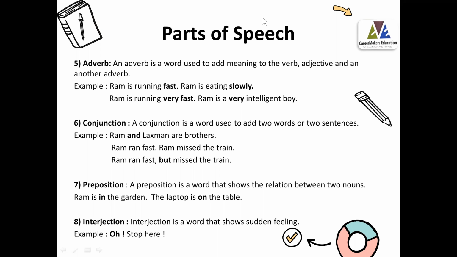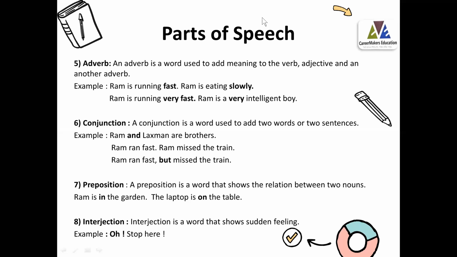For example, oh, stop here. So oh is also a sudden feeling, and hence it is what we call interjection. Interjection always uses an exclamation mark, as you can see over here, and this is the last part of speech. So there are in total 8 parts of speech.